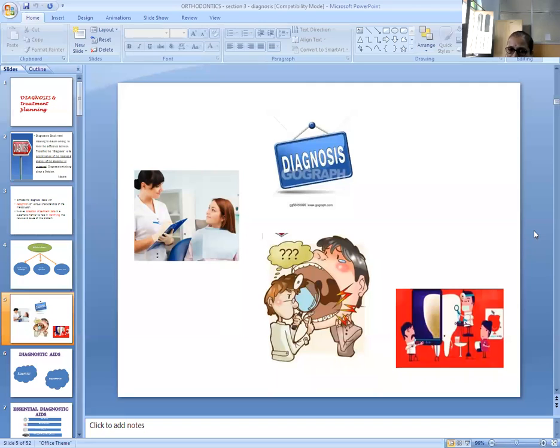So, what is diagnosis? Diagnosis is in data. The data we collect from the patient by asking some questions, and the patient will give some answers. Then again you will observe, and there will be some analysis or some diagnostic aids used, that means X-rays, photographs. Combining all three, you will create your diagnosis.